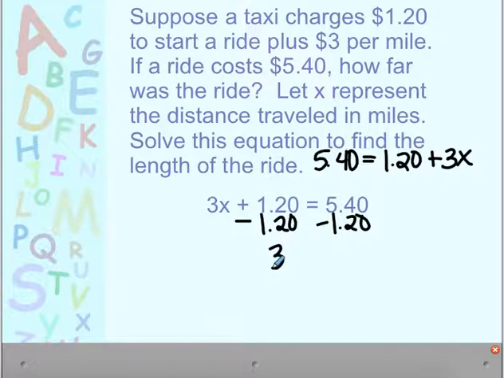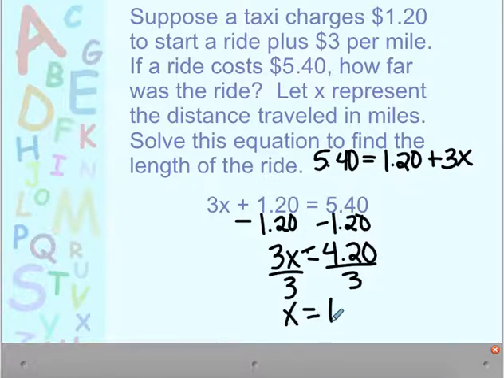And I have 3x is equal to $4.20. And I divide by 3. And I get x is 1.8, I believe. So, or 1.4, sorry about that, 1.4. So, when we get this, we see that we've gone 1.4 miles to have to pay that $5.40.